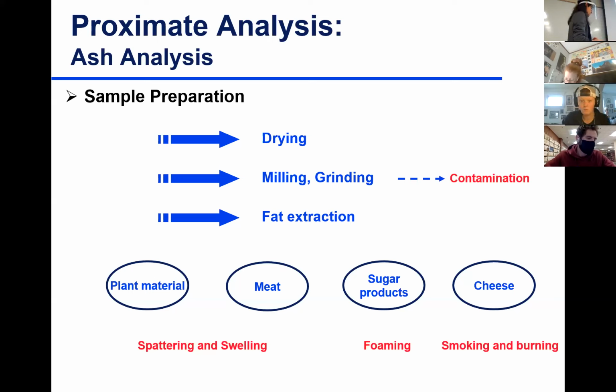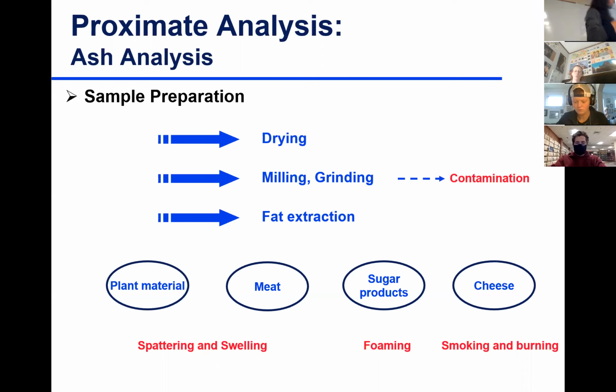much moisture we have. Some products foam. Sugar products foam. And some products smoke and burn, like cheese, because they're high in fat. In order to prevent the foaming, because if you put your sample in the muffle furnace where we ash them, at very high temperature they start foaming and the foam spills out of your crucible. And then what happens is you lose sample, and you have an erroneous result because you lost the sample. So you might get underestimation of ash content.